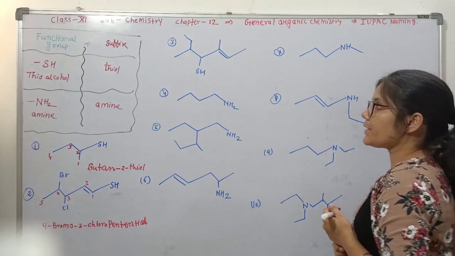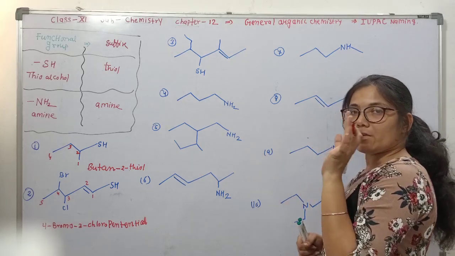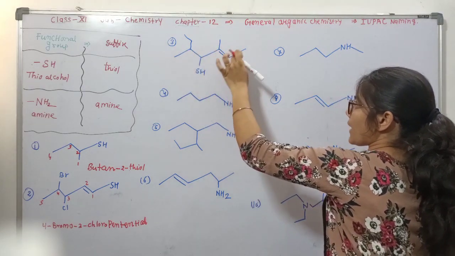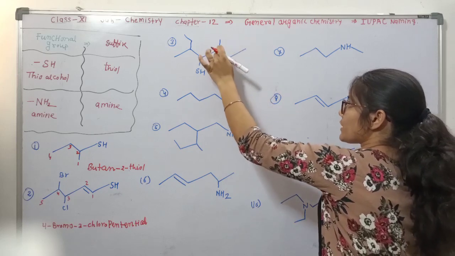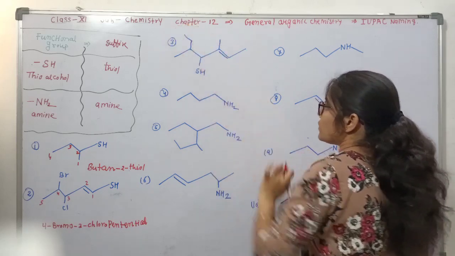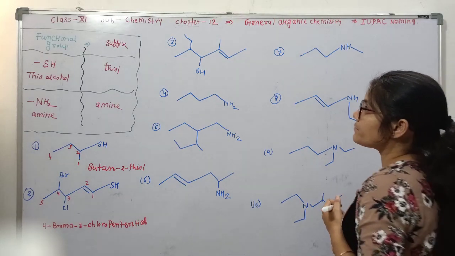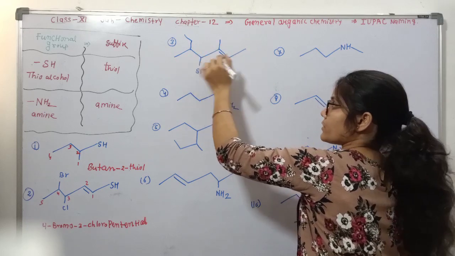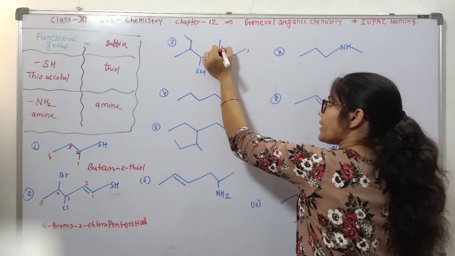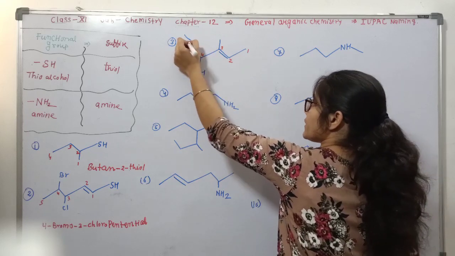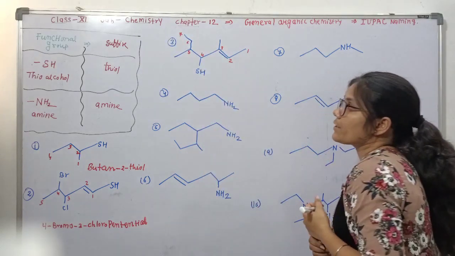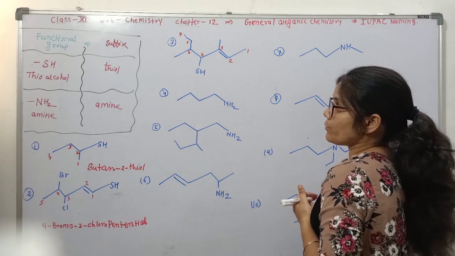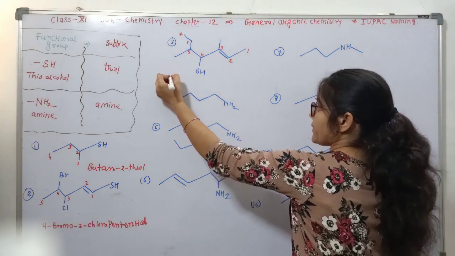Next, name it. We have to find the longest carbon chain. It's 1, 2, 3, 4, 5, 6 or 1, 2, 3, 4, 5, 6, 7. So we'll go for the longer one. It is at the 4th position. We'll number it from here because this one is highly branched. Name the compound. The compound is having 2 methyl groups, so we'll name them first.